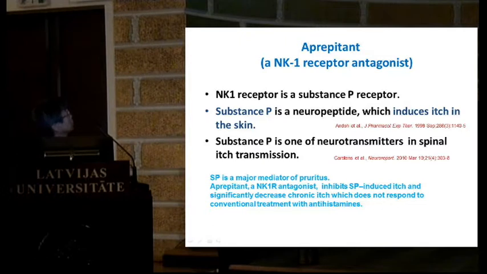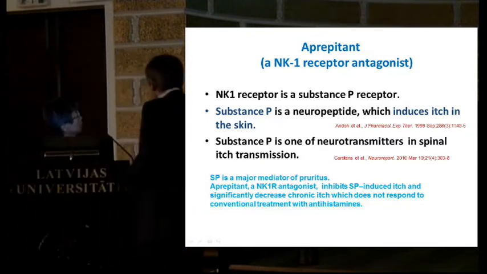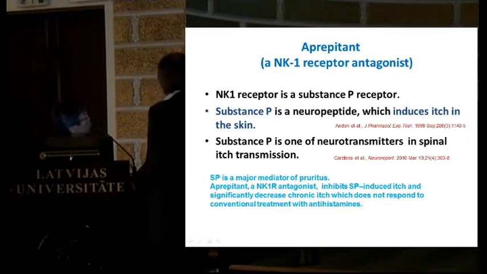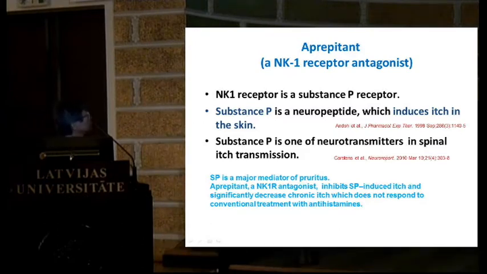Aprepitant is an NK1 receptor antagonist, and substance P is a major mediator of pruritus. Aprepitant inhibits substance P-induced itch and significantly decreases chronic itch, which does not respond to conventional treatment with antihistamines.